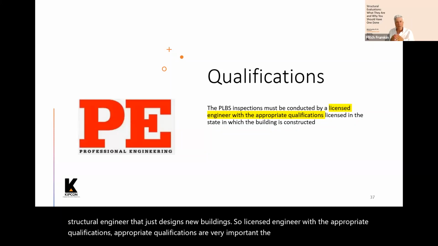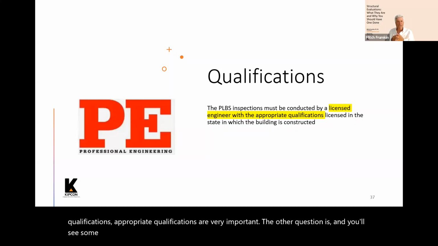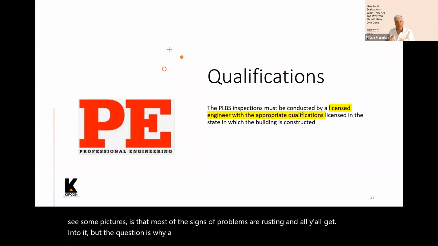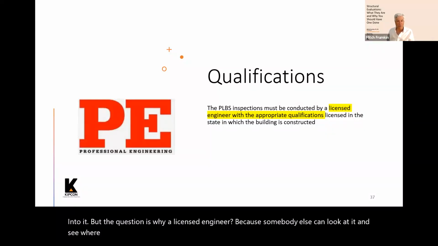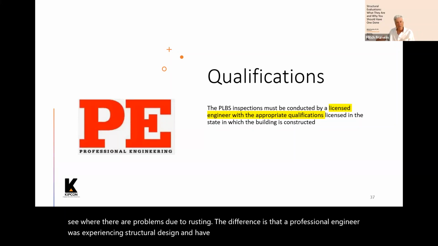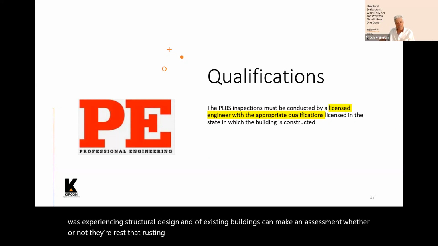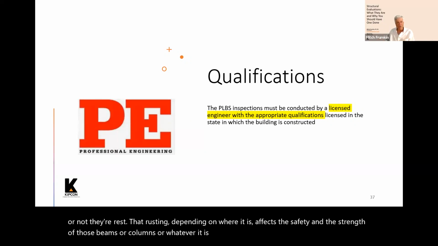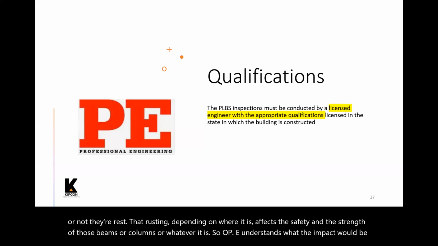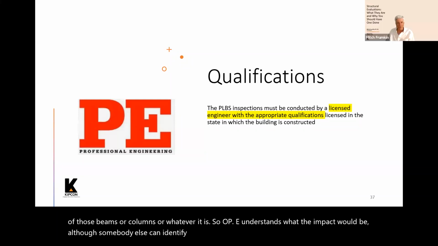The other question is, and you'll see some pictures, that most of the signs of problems are rusting. But the question is, why a licensed engineer? Because somebody else can look at it and see where there are problems due to rusting. The difference is that a professional engineer who has experience in structural design and of existing buildings can make an assessment whether or not that rusting, depending on where it is, affects the safety and the strength of those beams or columns or whatever it is. So a PE understands what the impact can be, although somebody else can identify rusting in those type of conditions.